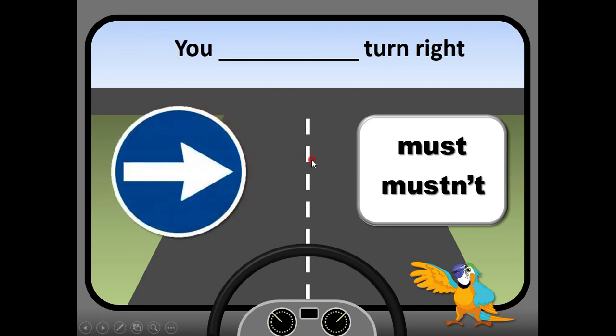Correct. The next sign shows that you are allowed to turn right. When I say you are allowed to turn right, or you are allowed to go, you are allowed to cross, that means you have to use must. You must turn right.